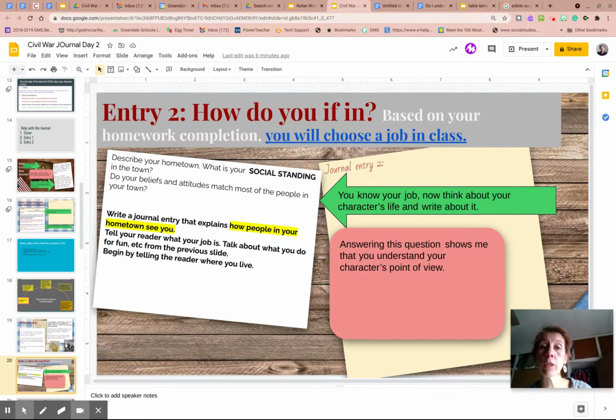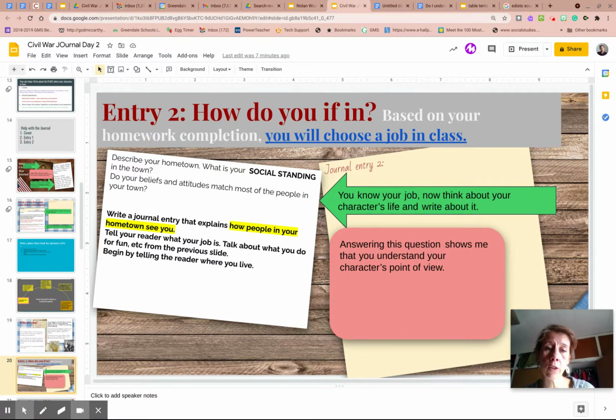All right, entry 2 is about how do you fit in? This is important to understanding your person's social standing, which is going to influence their decision about how they want to participate in the war and how they want to support it. And so that's why I do need you to complete this entry as well.